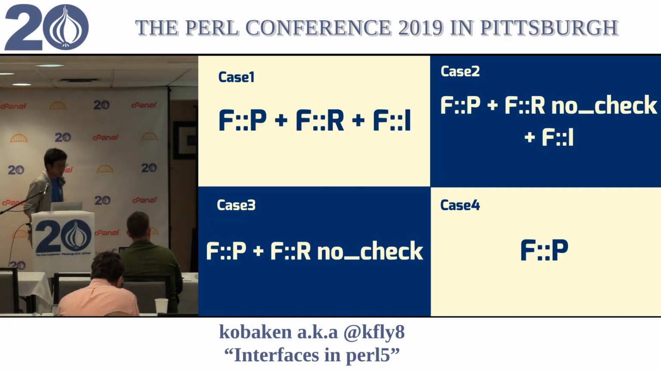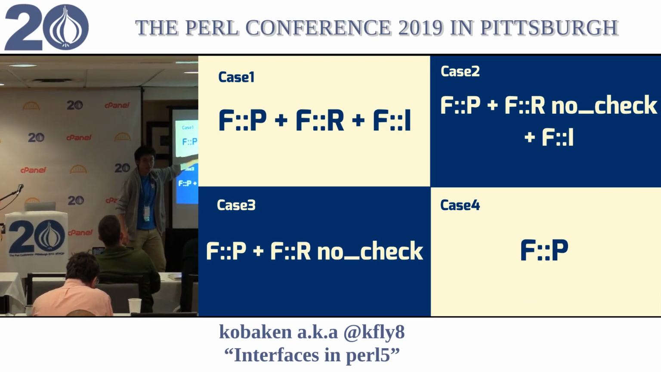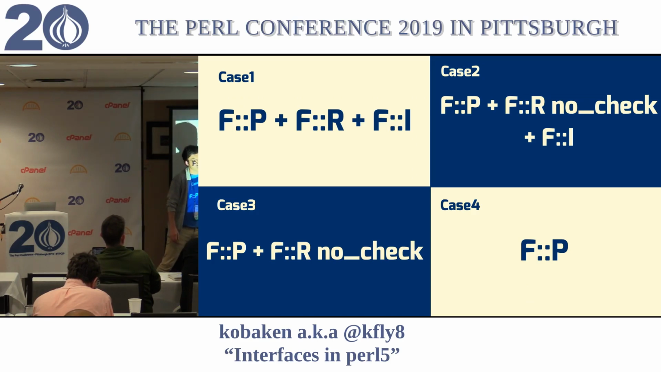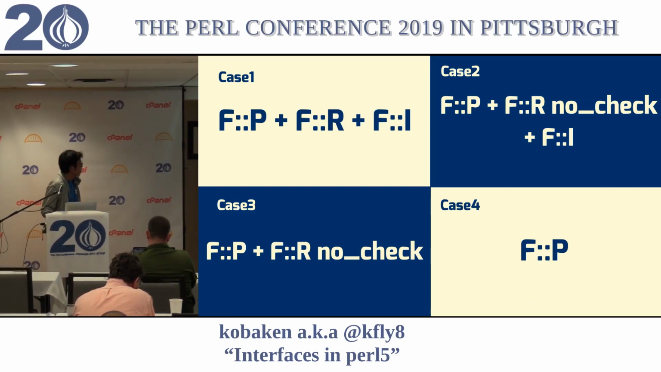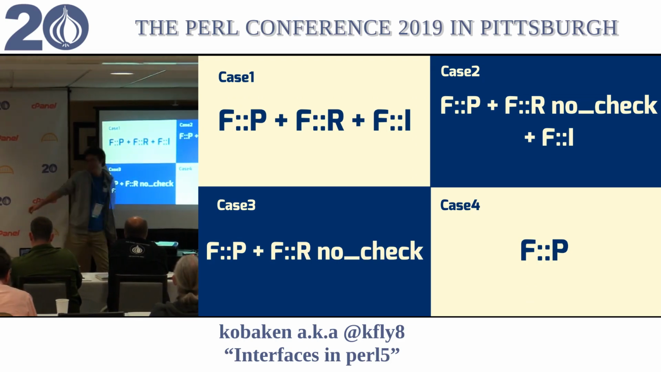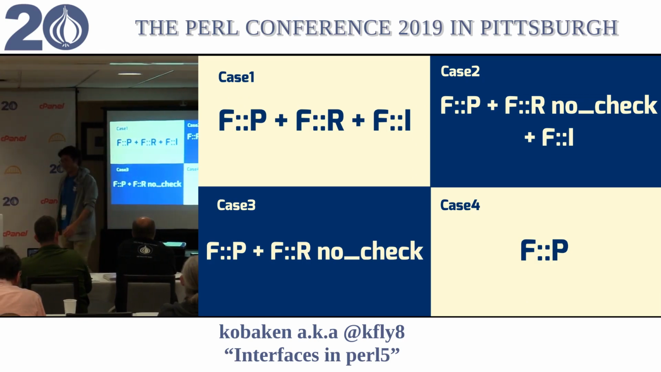Let's benchmark. These are the benchmark cases. Case 1 is the default case, with function parameters, function return and function interface. Case 2 is the no check case. Case 3 is no check and without function interface, and case 4 is just function parameters. It is good if case 2 is fast enough.